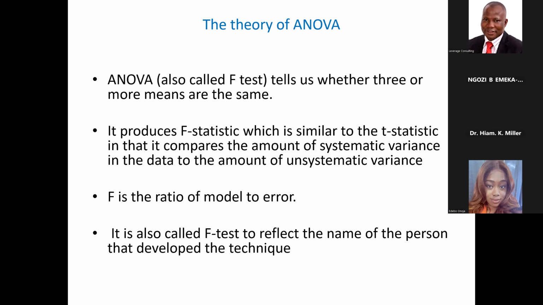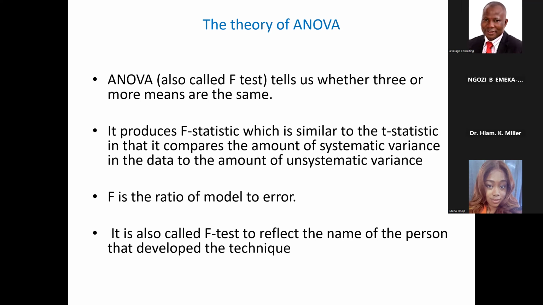F is the ratio of model to error. We'll talk about that. It's the same thing. The model is the numerator. It's the study you now want to do as an experimental design. You have about 3 groups. You want to find out, is there any difference? So the model is the difference between the 3 groups we are looking at, while the error is the inherent variability within the 3 groups, which is the denominator.